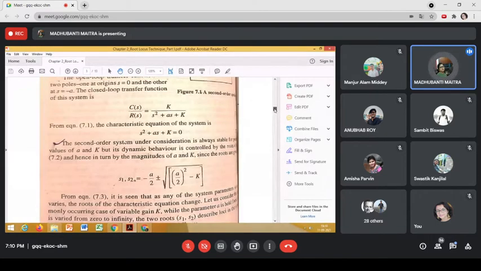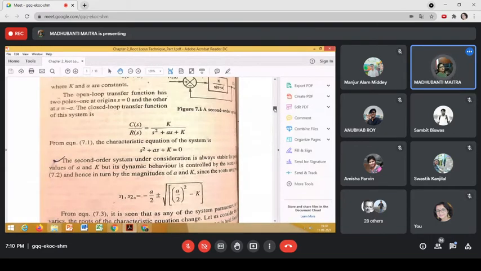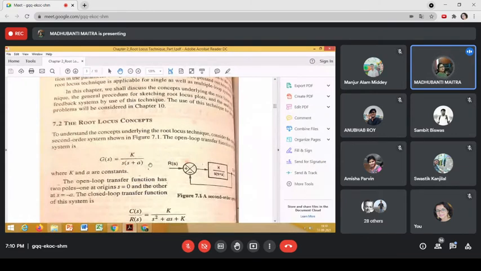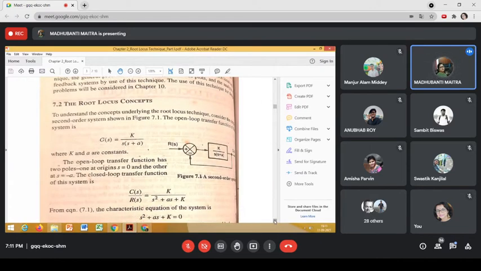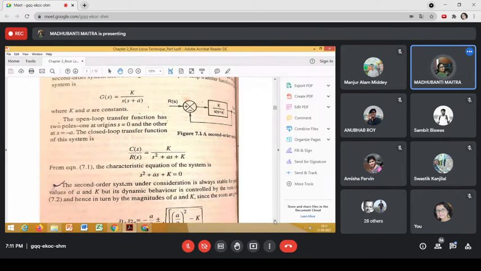So if the value of gain K is 0, then you see the closed loop poles, or the roots of the characteristic equation, are the same as the open loop poles. As we have already seen, the open loop poles are located at s equal to 0 and s equal to minus a. So when the value of gain K is 0, the closed loop poles and the open loop poles will be the same, right?